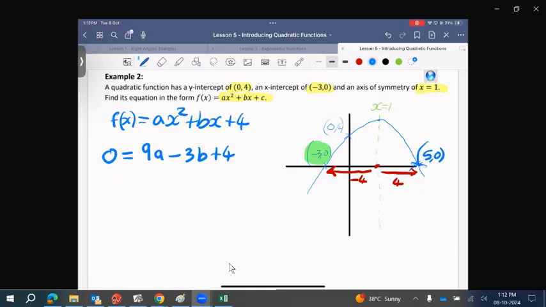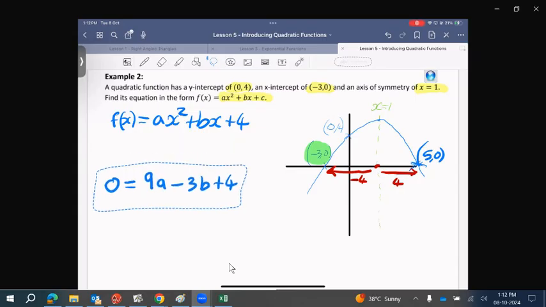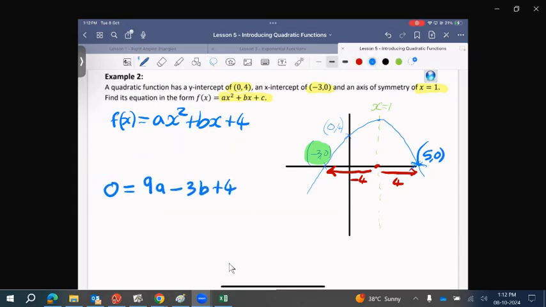Let me do that a bit slower. If I put the y value as 0 and the x value as negative 3, I get this equation, and then I expand it and I get that one. Can we form an equation in the same vein using this coordinate? What would it be?